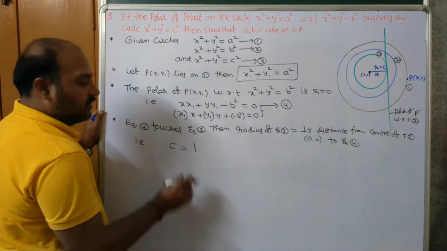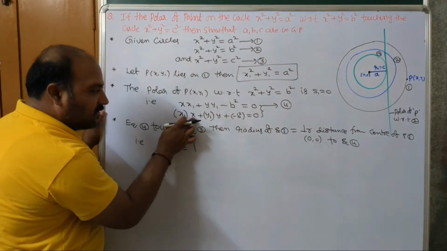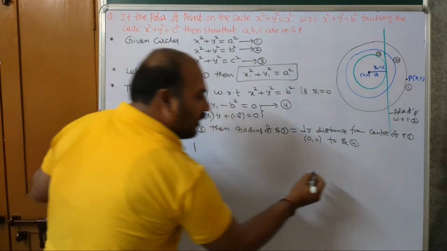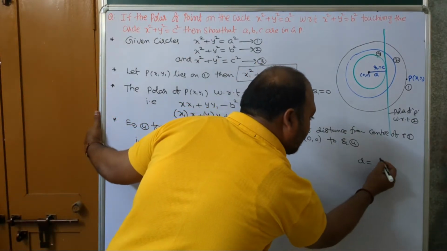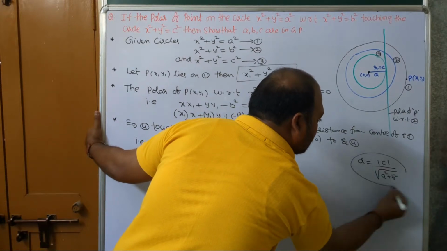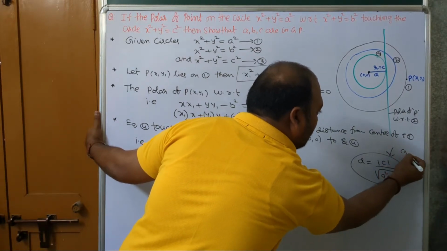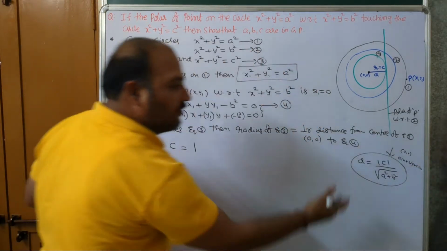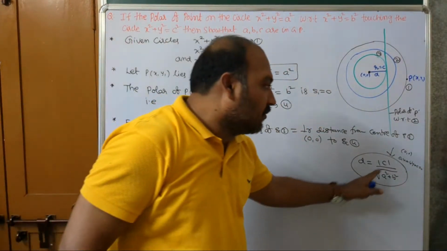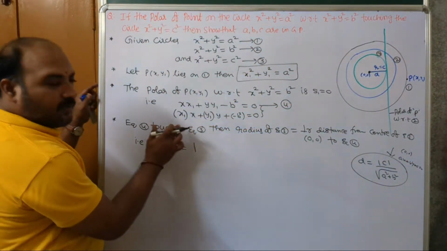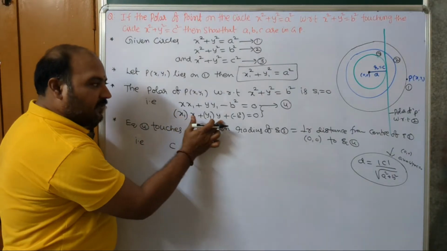Compare this equation with ax plus by plus c. The perpendicular distance formula, dear students, is mod c by root over a square plus b square. Perpendicular distance from the origin to the line is mod c by root of a square plus b square. In the first year itself we practiced this in 1B. This line is compared with ax plus by plus c.